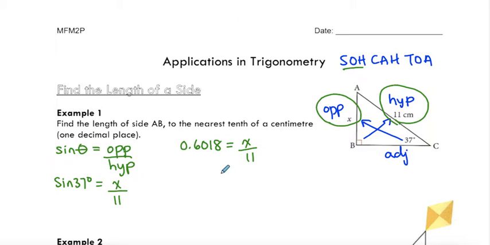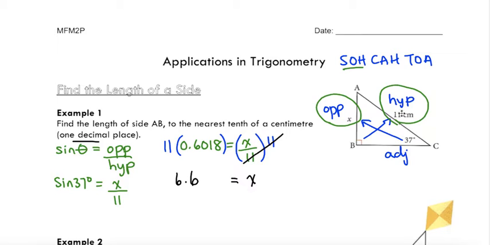And now it becomes an algebra question where we have to isolate for our variable x. Right now, x is being divided by 11. I have to do the opposite of division, which is multiplication. So I want to multiply both sides by 11. 11 divided by 11 is 1, so I'm left with just x on the right-hand side. And on the left-hand side, when I take 11 and multiply it by 0.6018 and I keep my answer to 1 decimal place, I get a value of 6.6.